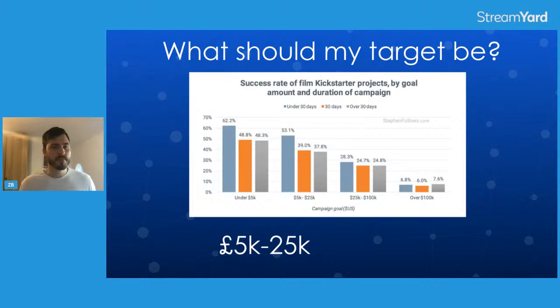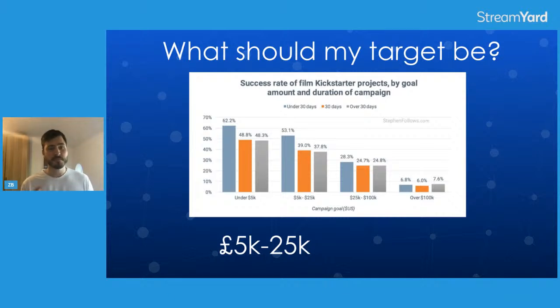What should your target be? This range is huge. You can crowdfund £200, you can crowdfund £200,000. I recently interviewed some people who have crowdfunded 1.5 million for their film projects. So the range is absolutely huge. Most people fall inside the range of between 5 and 25K.